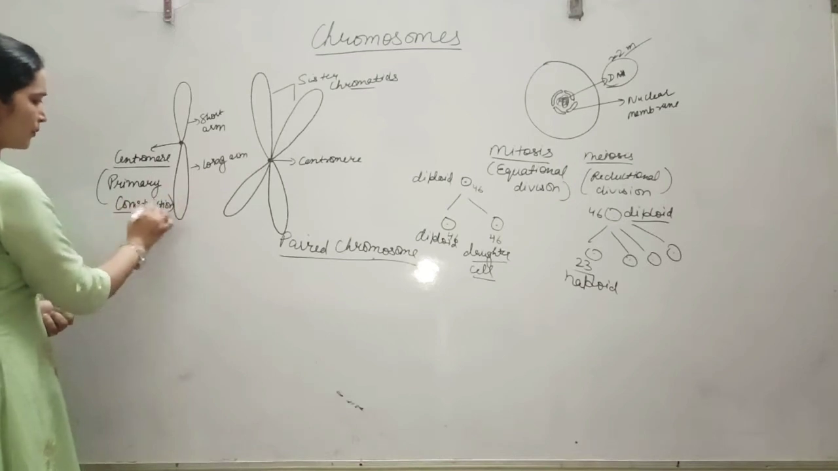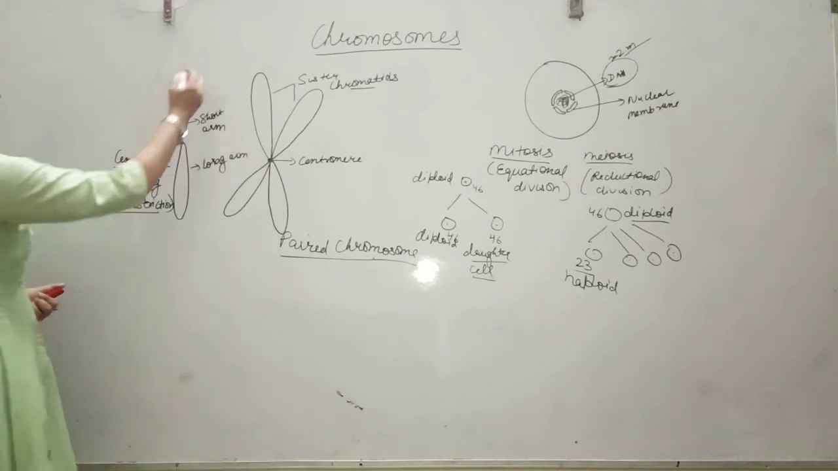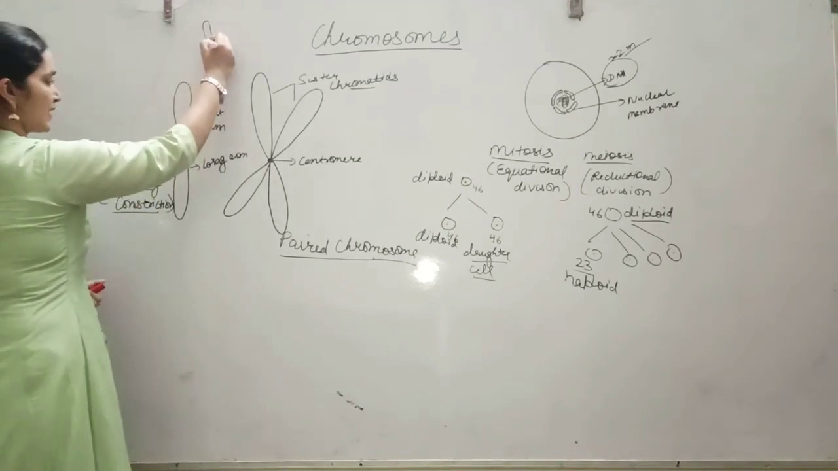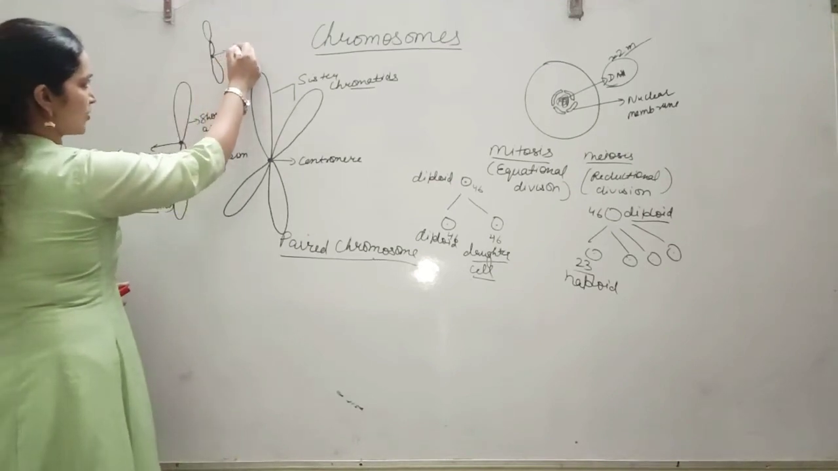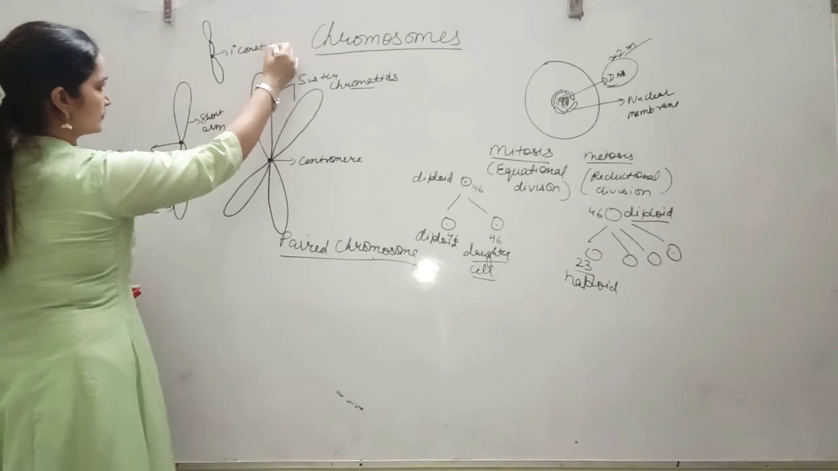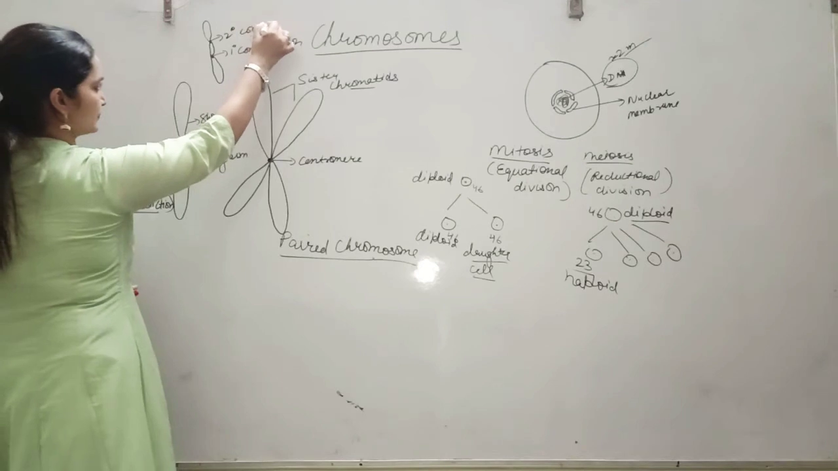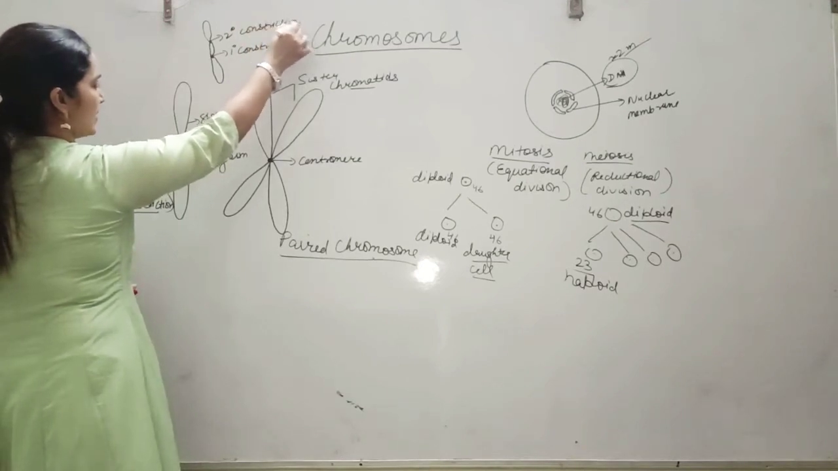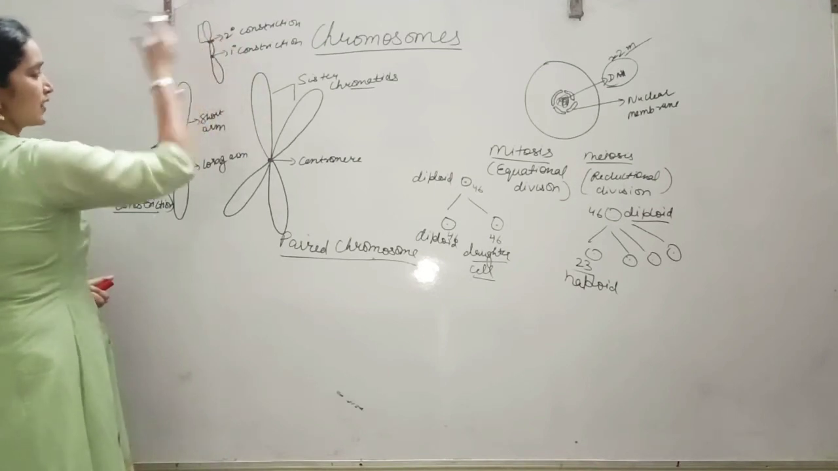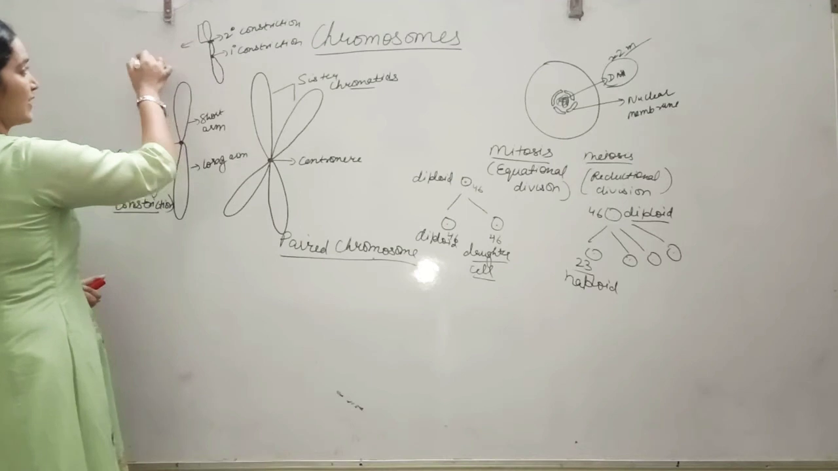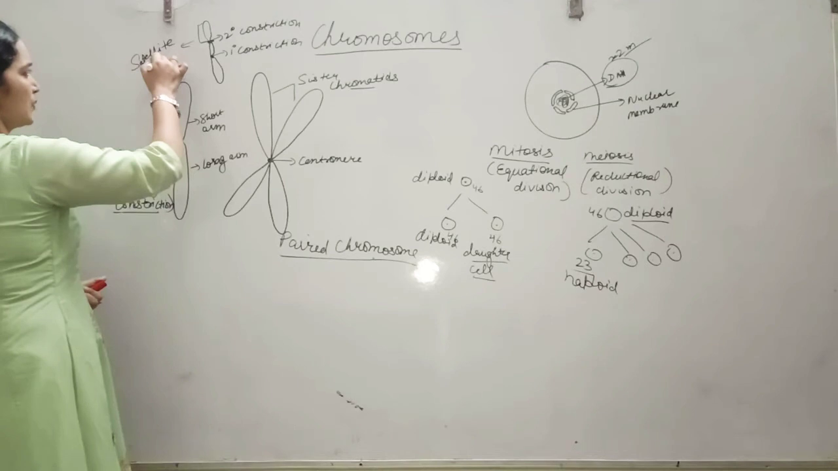Students, it is also called primary constriction. What happens if more than one constriction is present in a chromosome? So this is the primary constriction, and the second constriction is called the secondary constriction. And a very important point: the part present after the secondary constriction is called satellite DNA. Satellite DNA, very very important.